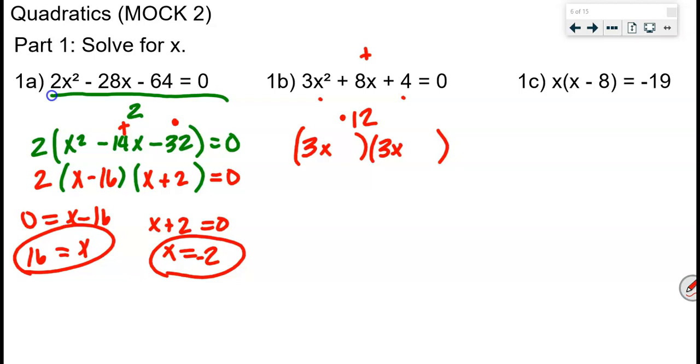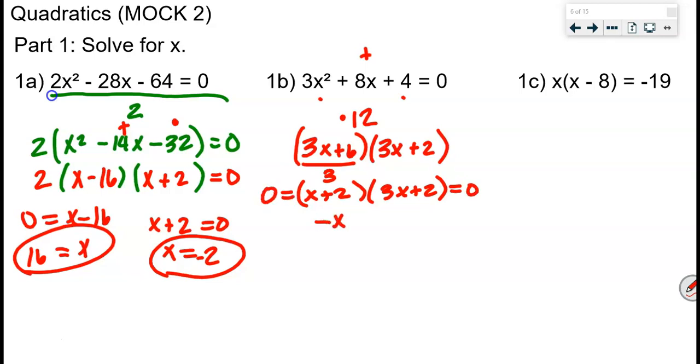6 and 2, yeah, plus 6 and plus 2. Okay, so now we're looking for GCF here. There is here, so this is going to be x plus 2, and this is going to be 3x plus 2. Remember, again, we're going to set these equal to 0, right? So we're going to set both of these equal to 0. So this is going to be x is equal to negative 2, and this is going to be, we're going to subtract that 2. We're going to leave it like this, 3x minus 2, so x is equal to negative 2/3. So there's our 2 answers for this one.